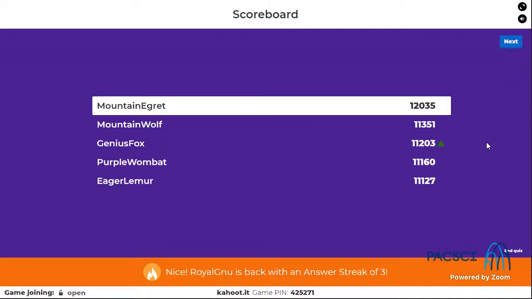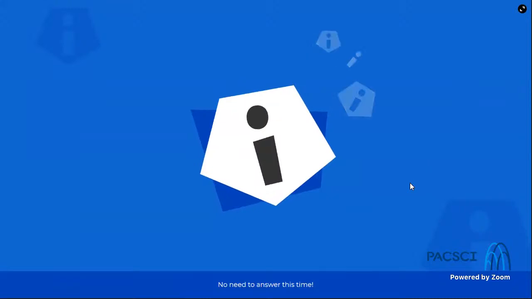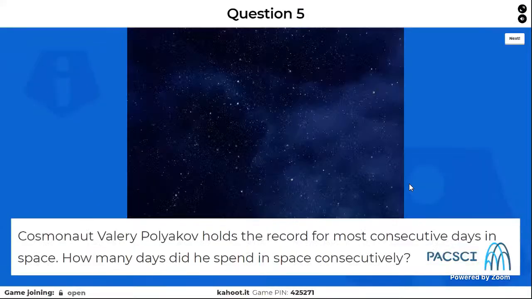Mountain Egret and Mountain Wolf still battling it out there. Genius Fox jumps back up to third place. Well done. All right, we're going to go on to our very last question in this round.